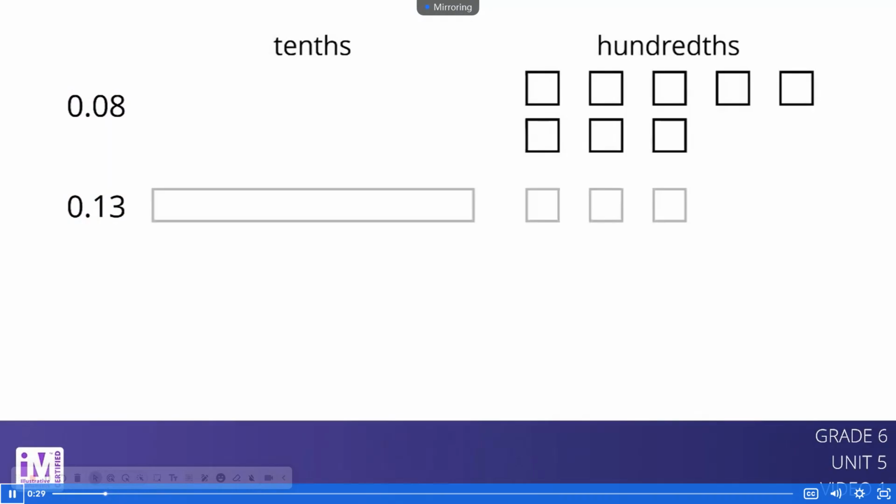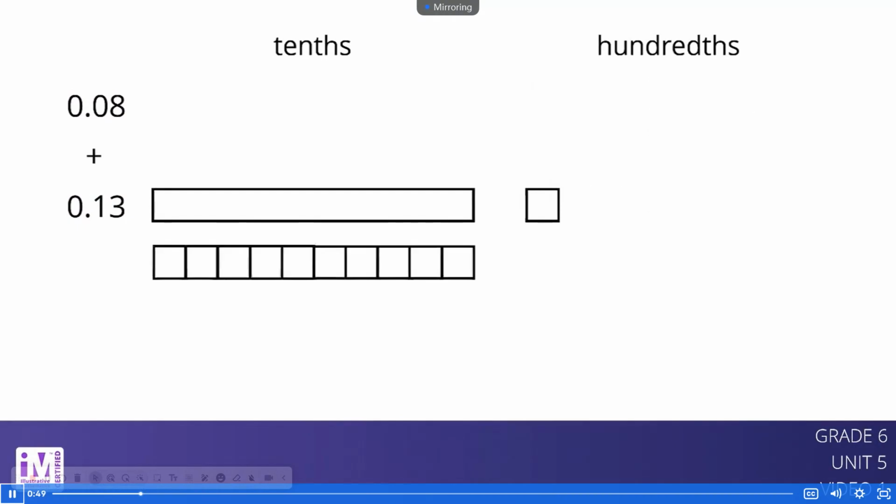Here is a diagram where a square represents 1/100th and a rectangle made up of 10 squares represents 1/10. To find the sum, we can bundle 10 hundredths as 1/10. We now have 2/10 and 1/100th, so 0.08 plus 0.13 equals 0.21.